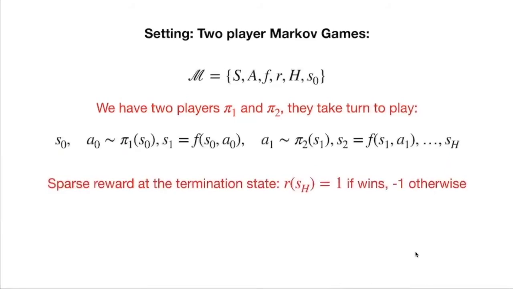We're going to assume sparse reward. We're not going to do any reward engineering. We're just going to use a reward function where at a terminated state, if you win the game, you get rewarded 1, and if you lose the game, you get rewarded -1. That's the most natural reward design that you want to do.